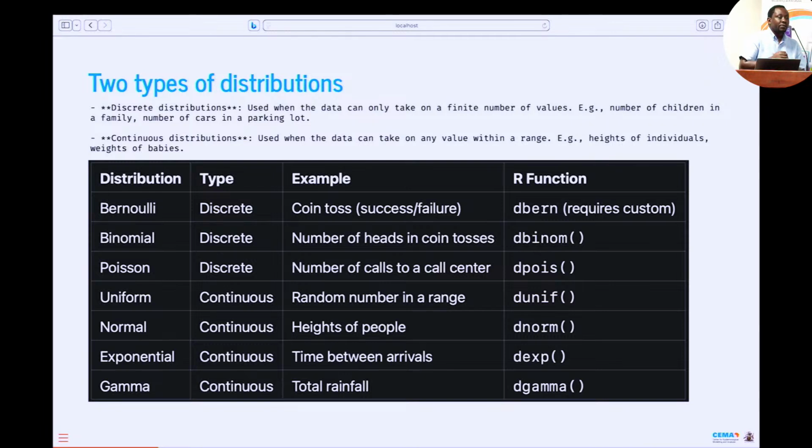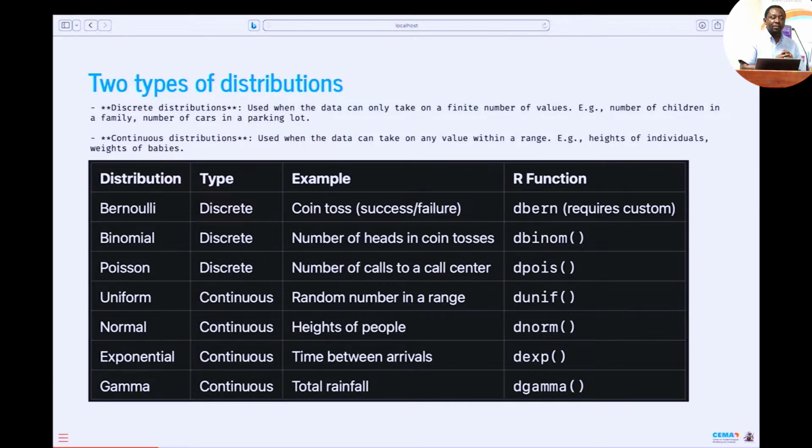And George mentioned to me this morning, he has talked a lot about these different distributions. In a sense, there are two main types of distributions, like the discrete distributions, which you use when the data can only take a finite number of values. So like how many children a mother can give birth to, or the number of cars within a parking lot, or even how many heads and tails if you toss a coin.